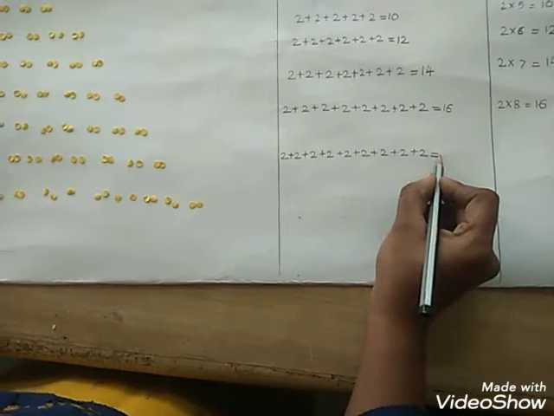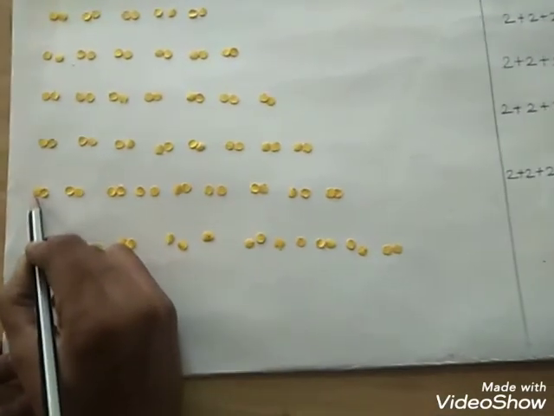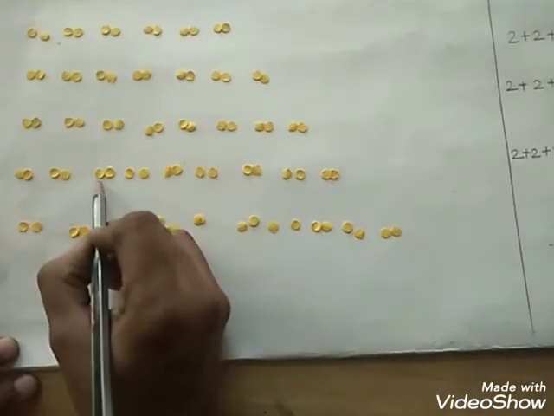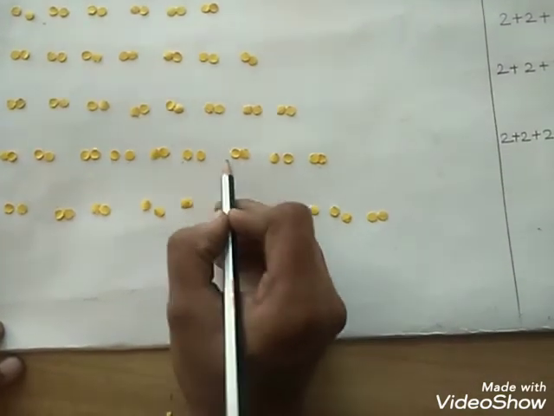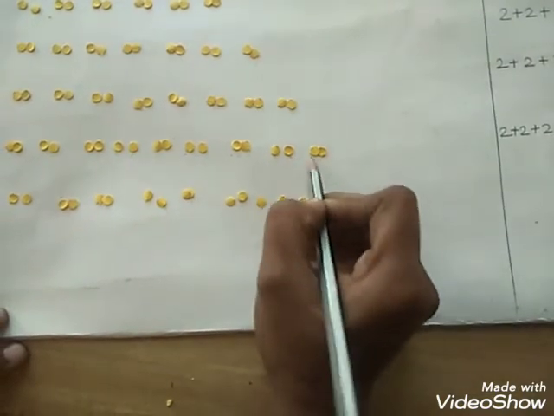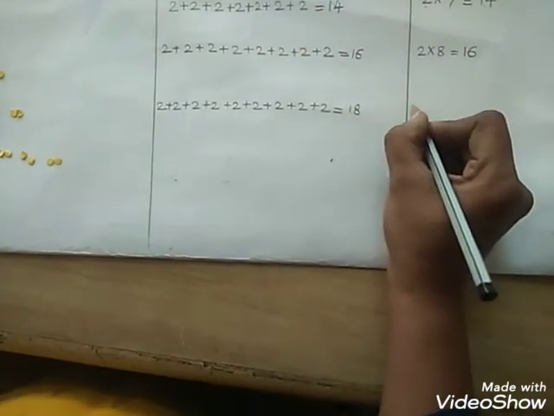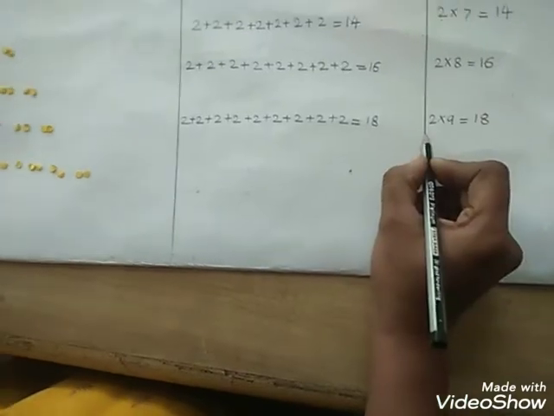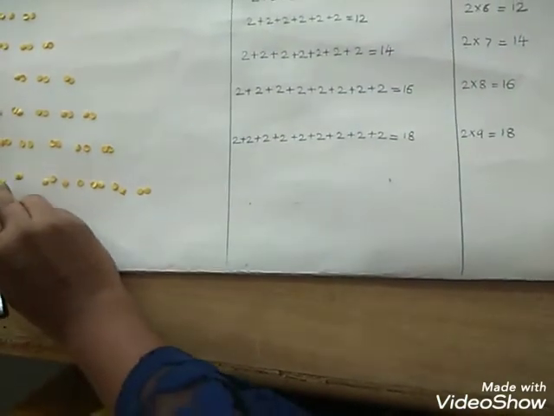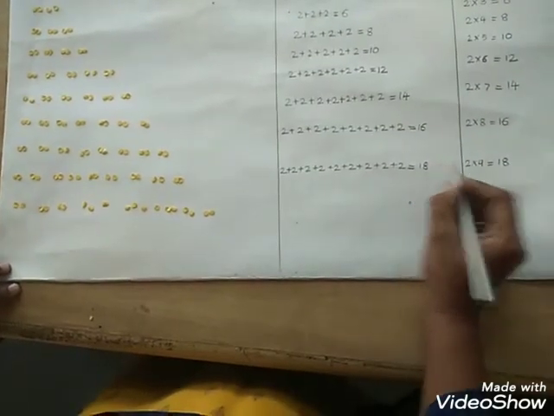So what is the total? How can we get the answer? For that you need to count. 1, 2, 3, 4, 5, 6, 7, 8, 9, 10, 11, 12, 13, 14, 15, 16, 17, 18. So 18 is the answer. It means 9 groups of 2 is equal to 18. If you find anywhere 9 groups of 2 kept together, what will be the total of that?